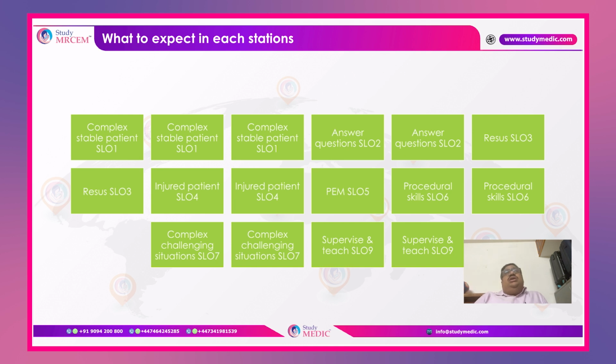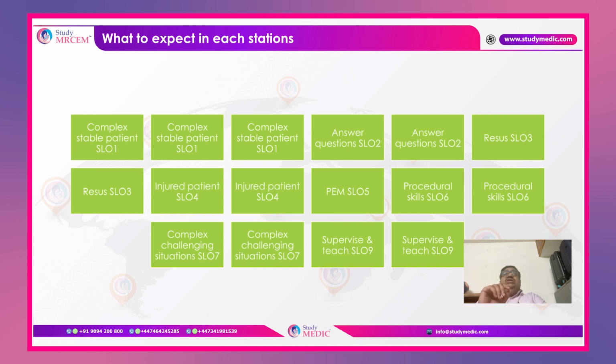Next, you look at SLO2, that is the classical history taking station. Then going to the next is the resuscitation station, which is very, very important, where you need to clear at least 1 station out of 2. If you are not doing well in both of the stations, even if you do well in the other stations, literally you are failing the MRCEM OSCE.